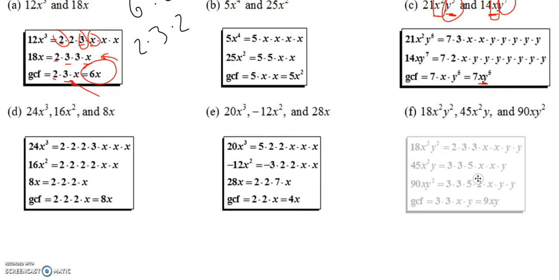And finally, f, 9xy. So remember the smallest amount of the letters. There's 1 x there, there's 1 y there. You can't say more than 1 x because this term doesn't have more than 1 x. This term doesn't have more than 1 y. All right, hopefully that went okay because you really need to know how to find GCF for the next part.